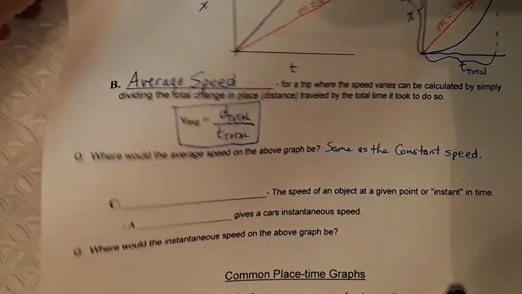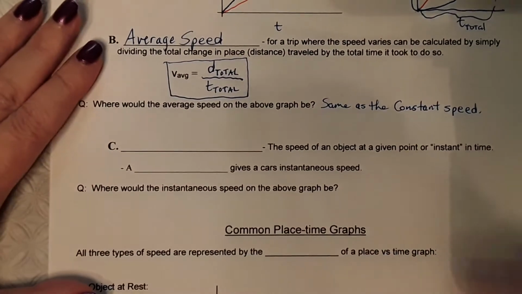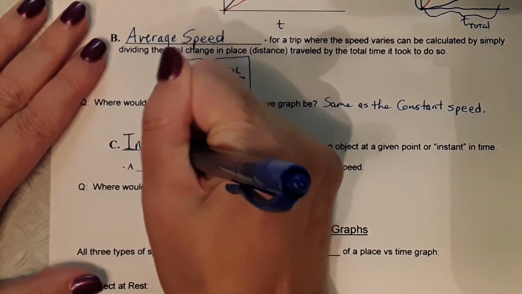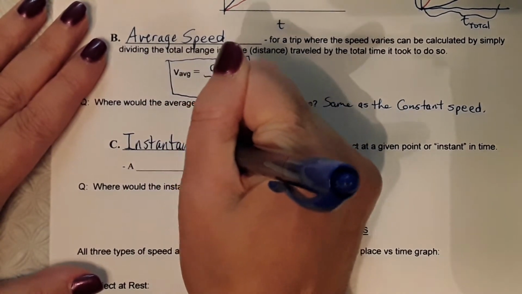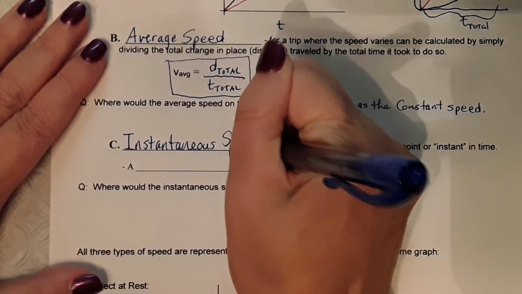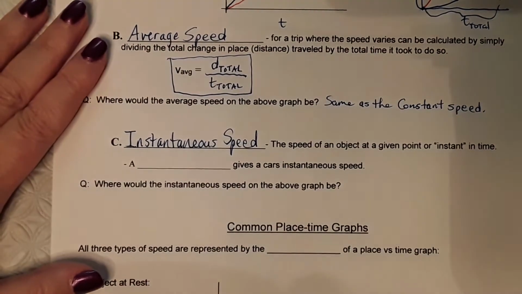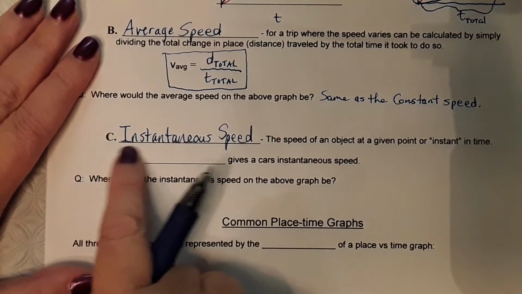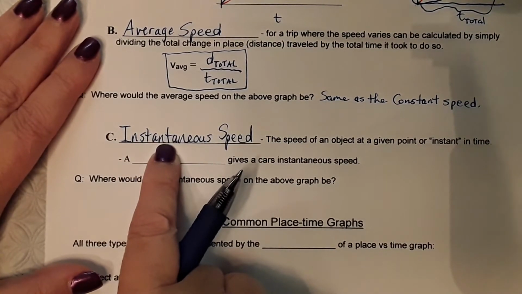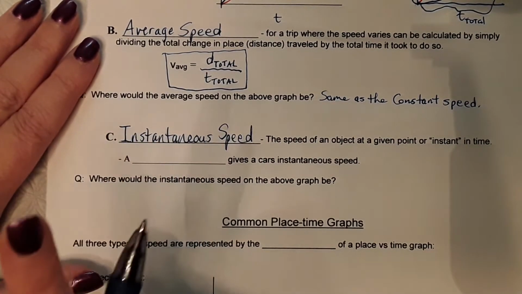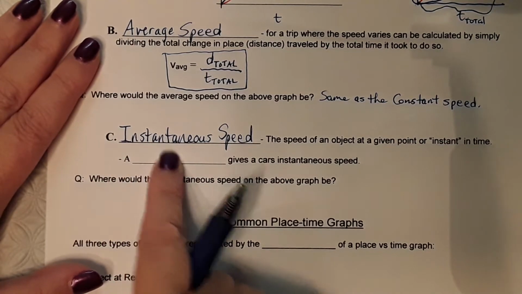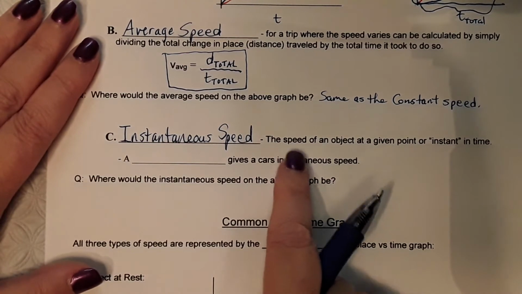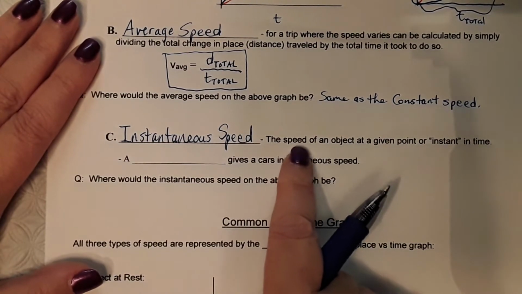All right. One last species of speed we're going to look at. We've looked at constant speed and average speed. Let's look at this one. It's instantaneous speed. Now, just like it says, notice the root word is instant right here. That's a given or one single point in time. Then your instantaneous speed is your speed at one single point in time.